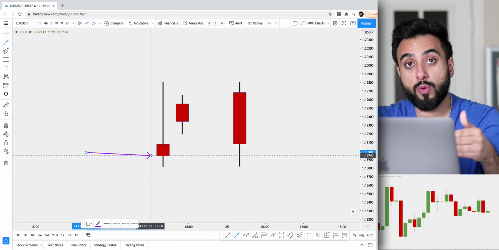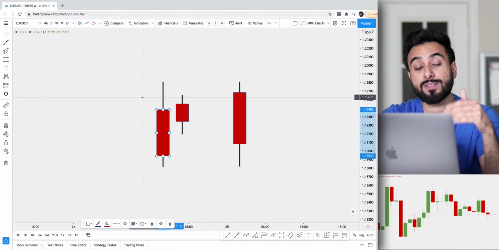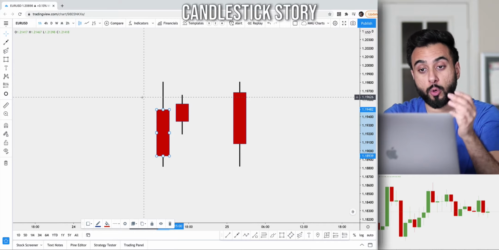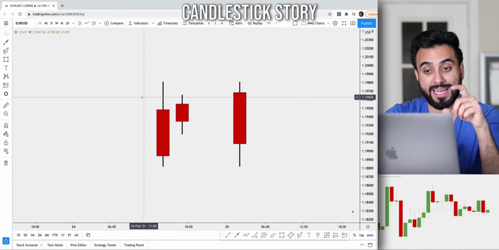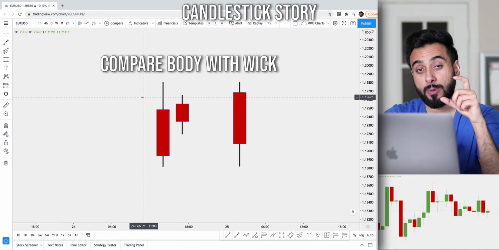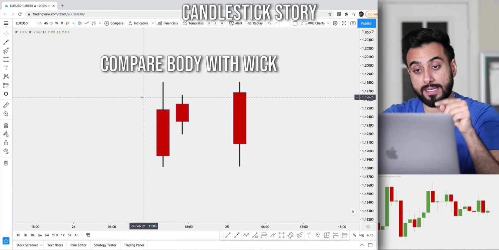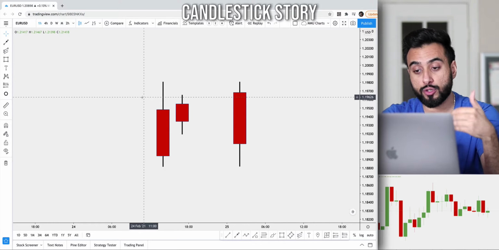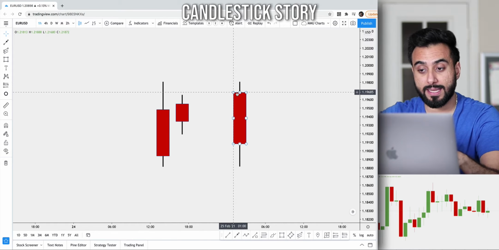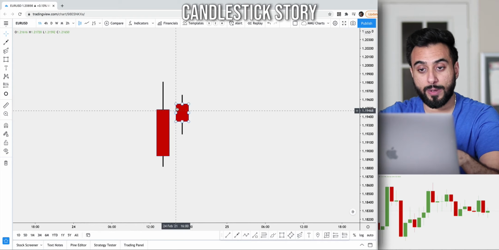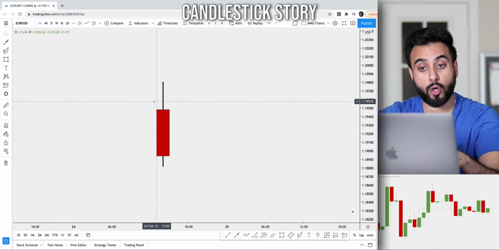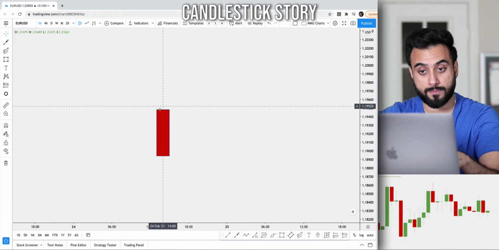Depending on what the body is showing relative to the wick tells a completely different story. So we need to understand how the body is shaped in relation to the actual wick itself. So now let's go ahead and run through some examples. I'm just going to go ahead and delete these and show you some examples so we can understand what is being told whenever we're looking at these candles.